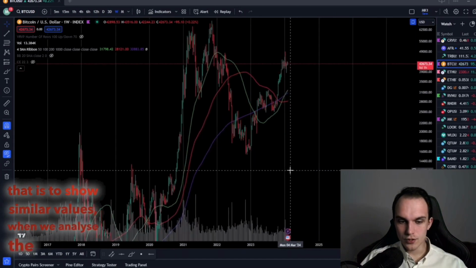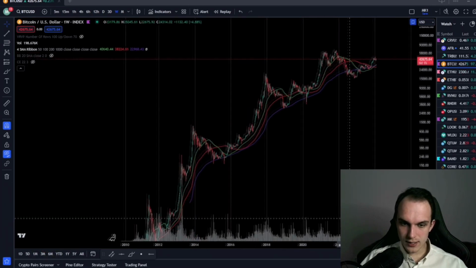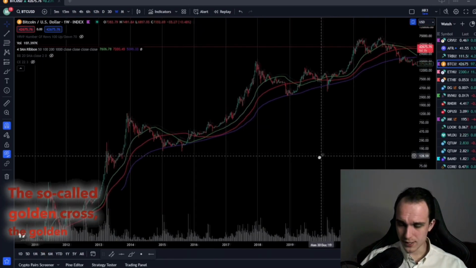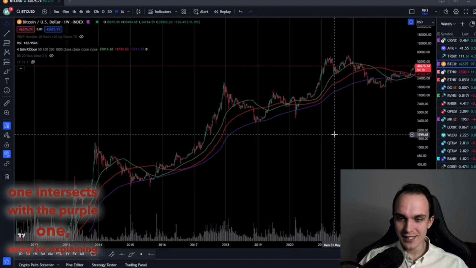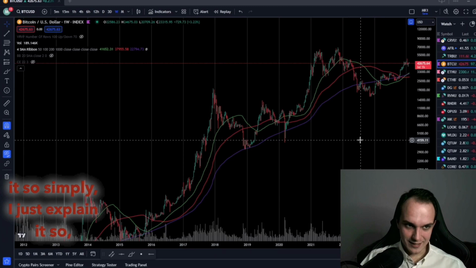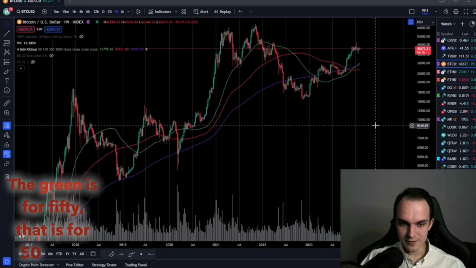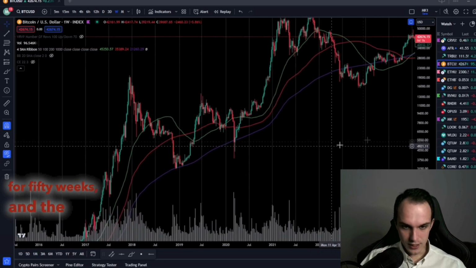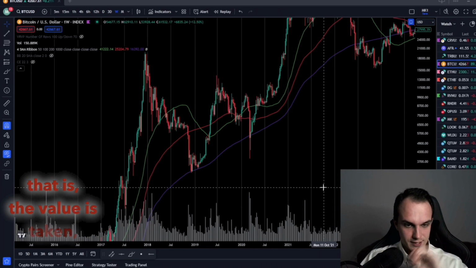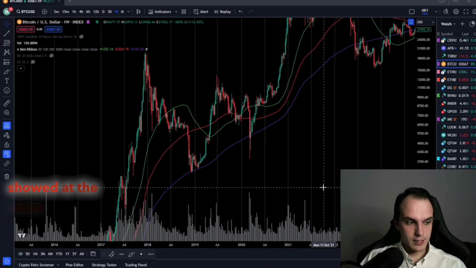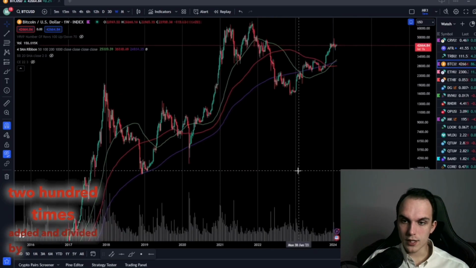When we analyze the overlap of averages, we're also interested in their intersection, right? The so-called golden cross, the golden cross. When the green one intersects with the purple one. Sorry for explaining it so simply, I just explain it so, but I hope it's clear for beginners. The green is for 50, that is for 50 weeks, and the 200 for 200 weeks. The weighted average, that is the value is taken, how much it showed at the close of each week for 200 times, added and divided by 200.